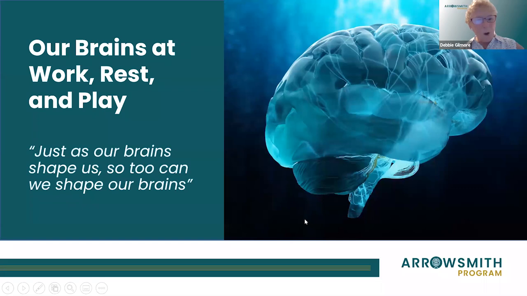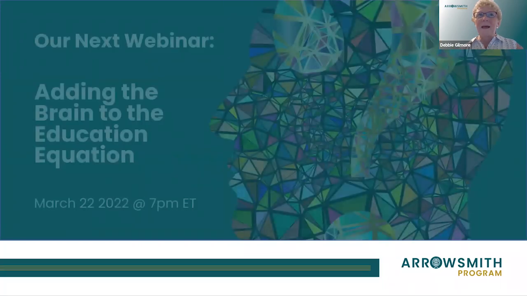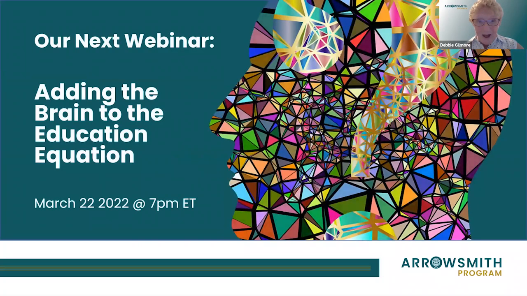So as we know, our brains at work, rest and play can be shaped. We can shape our own brains. As I mentioned, in our March webinar we'll be looking at adding the brain into the education equation. That might sound a little strange. Why isn't the brain in the education equation? So come back in March and we'll talk about that.